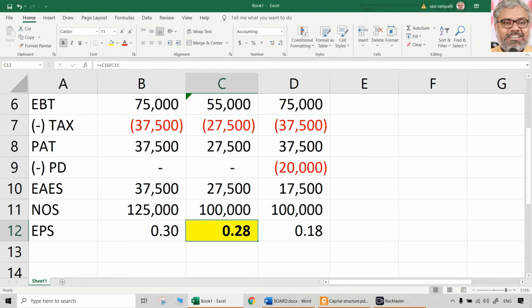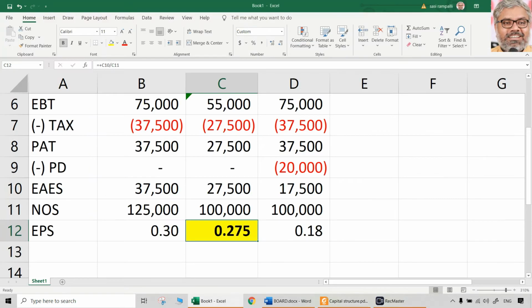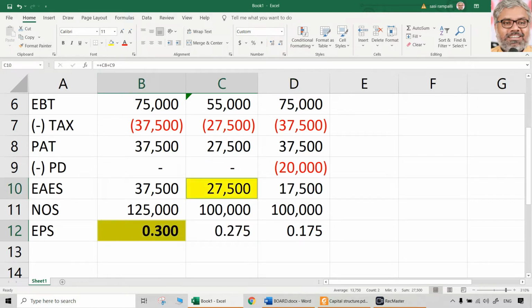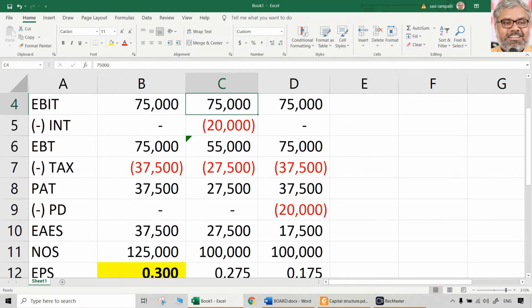How has the EPS changed? If you take 0.3, you have to redo that. 0.275, 0.175. Right? So what happened here in this scenario? In this scenario, which is giving the best EPS? Equity is giving the best EPS. That's what happened. Equity is giving the best EPS, not debt. Why is debt giving less EPS than equity in this case? Because EBIT is lesser. The company's operating income is lesser.